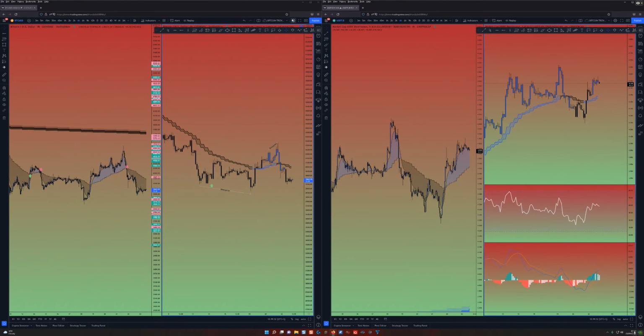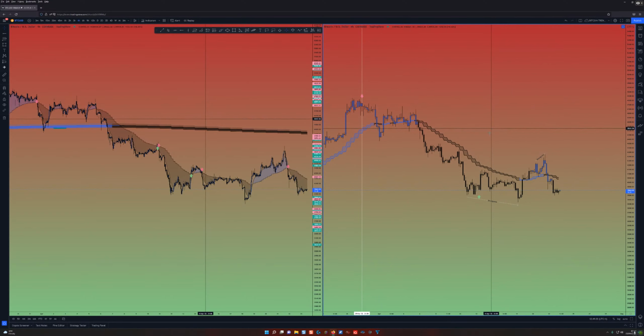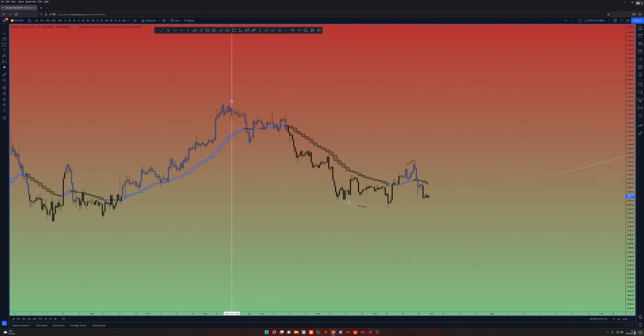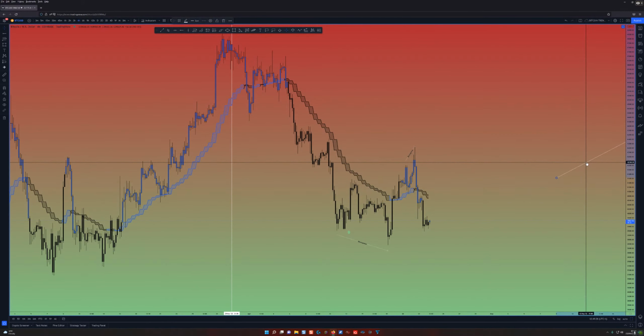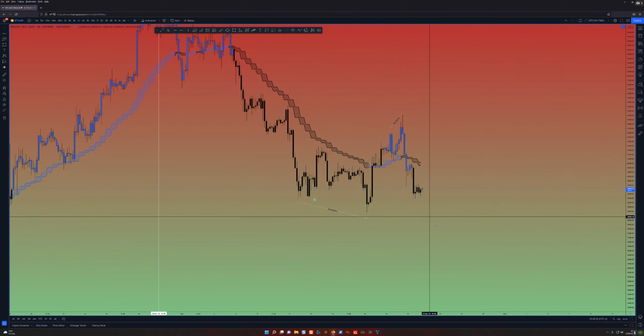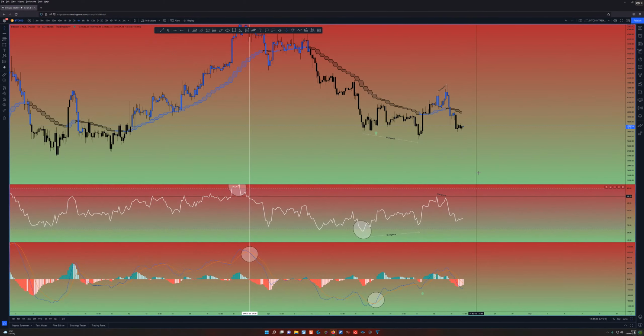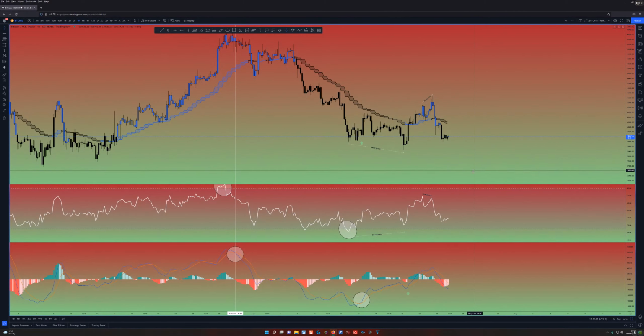So we're going to start on the 4-hour chart, and we will start just here. Now, quite simply, we've got this very clear head and shoulders pattern here. Now, just jumping right in.